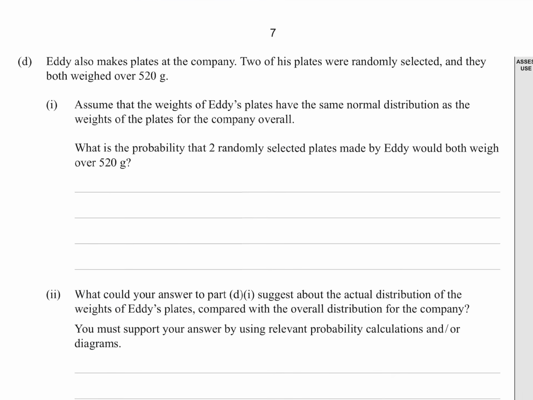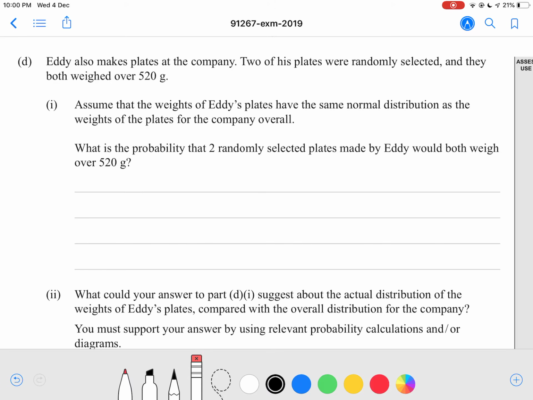Alright, so we'll move on. So Eddie also makes plates at the company. 2 of his plates were randomly selected and they both weighed over 520 grams. Assuming that the weights of Eddie's plates have the same normal distribution as the weights of the plates for the company overall, what is the probability that 2 randomly selected plates made by Eddie would both weigh over 520 grams? So we want the probability that 2 randomly picked plates would be greater than 520. So we'll just say 2 in a row, for example.